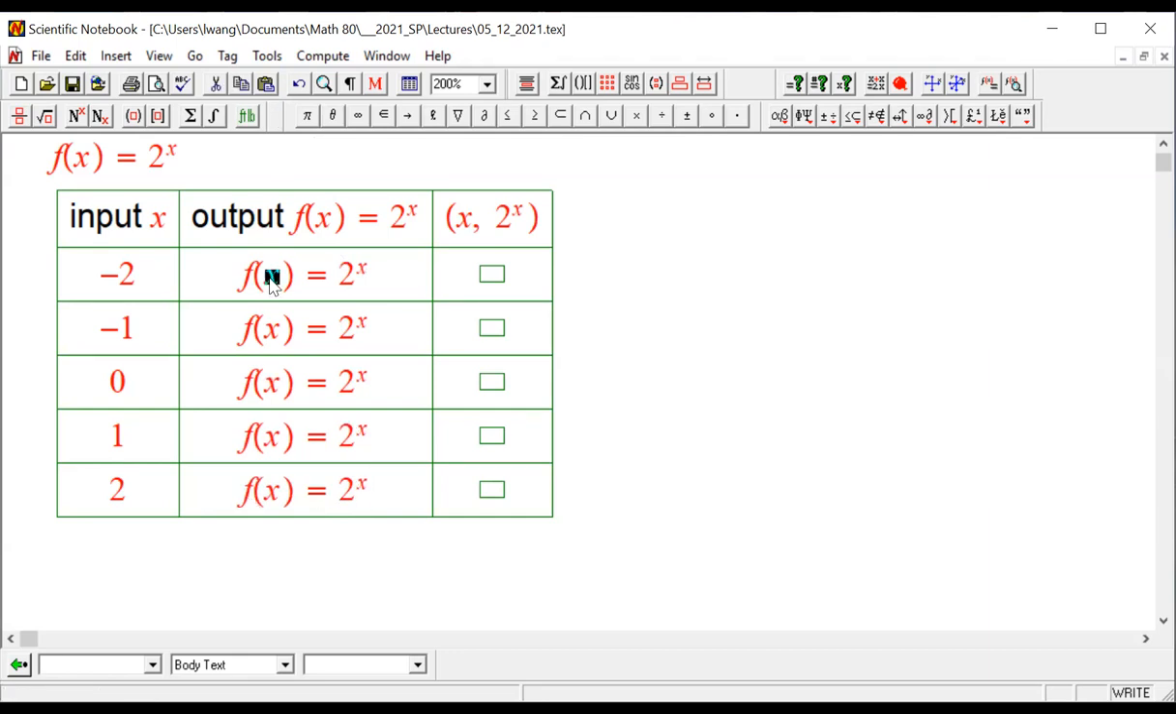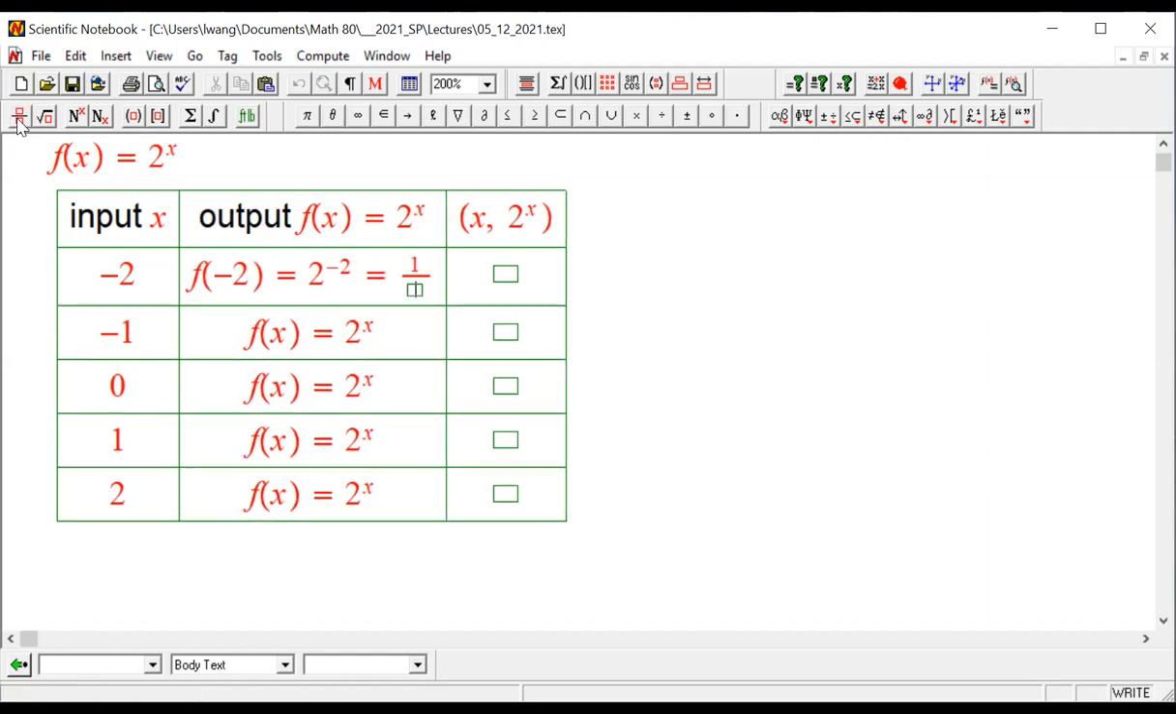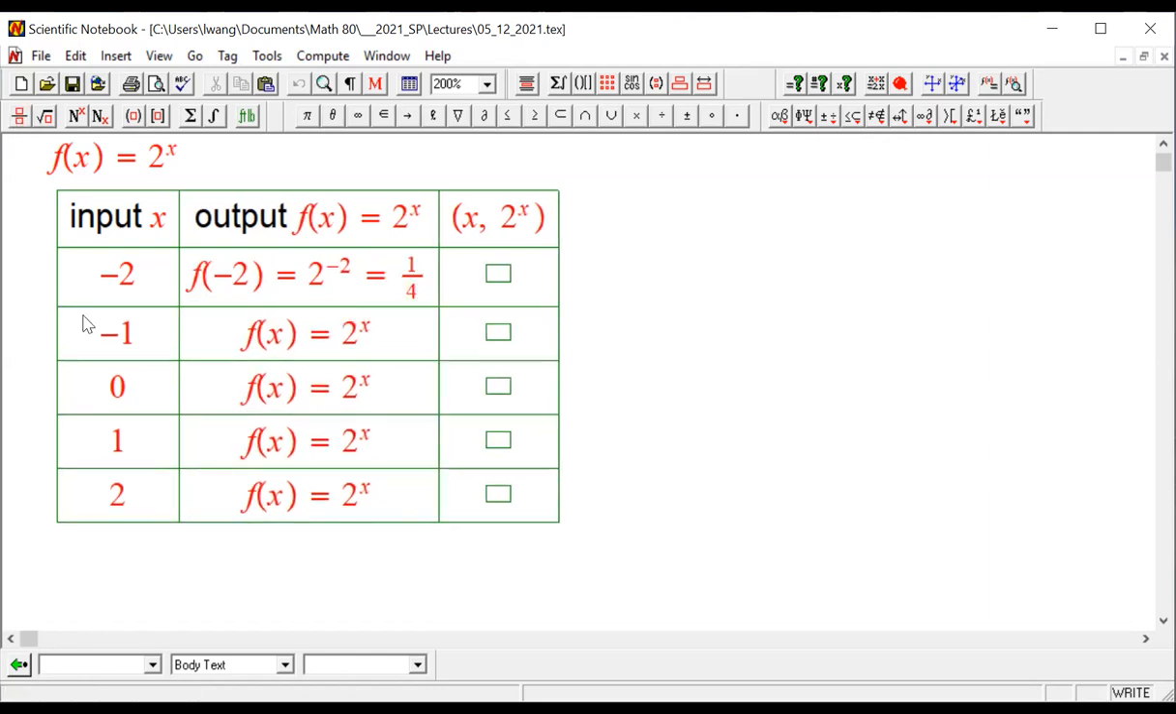For example, if negative 2 is the input, you're going to put a negative 2 here. You're going to get the numerical value, fractions preferred. We don't need to see the decimals. Negative 1 is power negative 1, 0 is power 0, 1 is power 1, 2 is power 2. So we get 1/2.